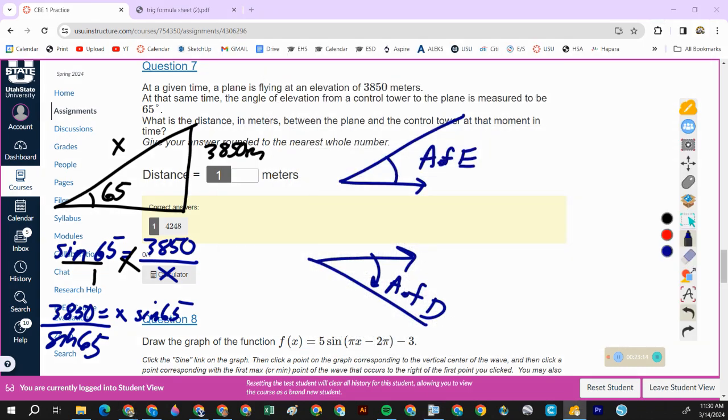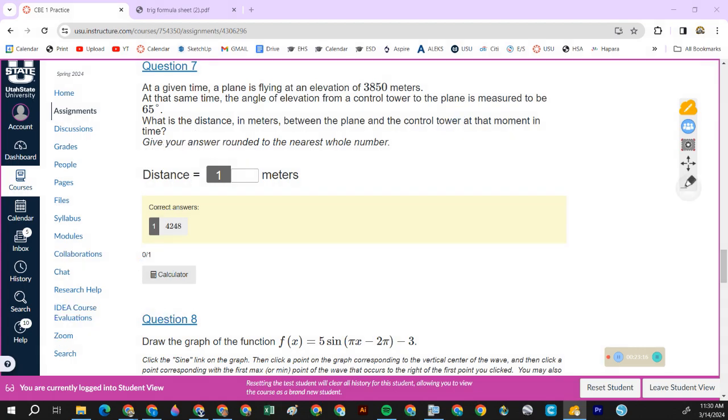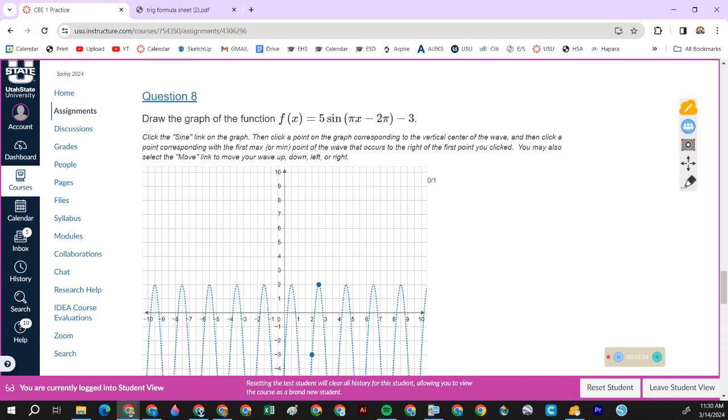Okay. Hopefully you remember those. That's from years and years ago. All right, these are tricky.